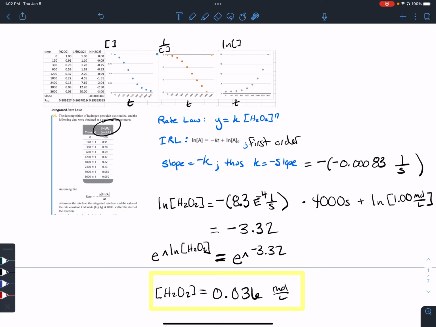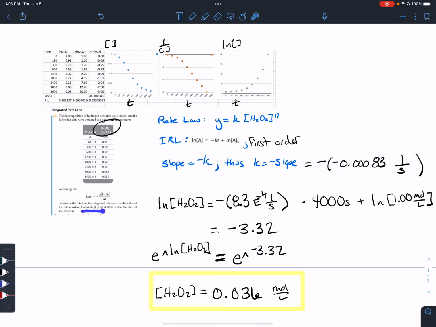The value of the rate constant K. Again, look at your equations list. It says that the slope equals negative K. The slope is given. So therefore, K must equal the negative slope. So we just take the slope and put a negative sign in front. And so K is this positive value, right? Because two negatives make a positive.